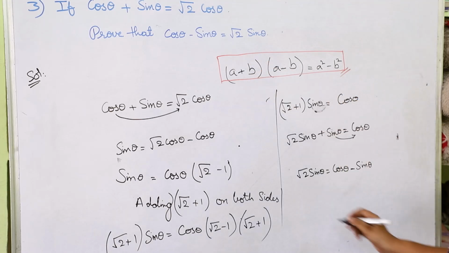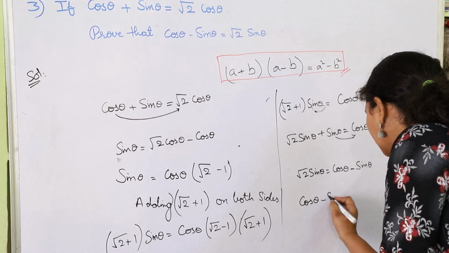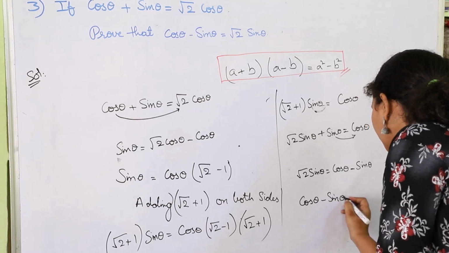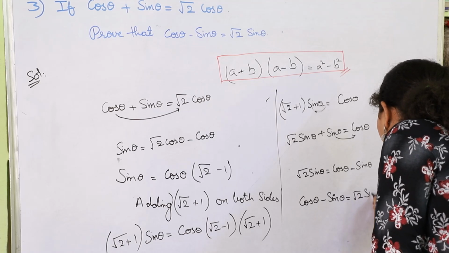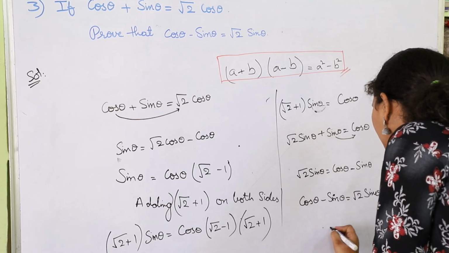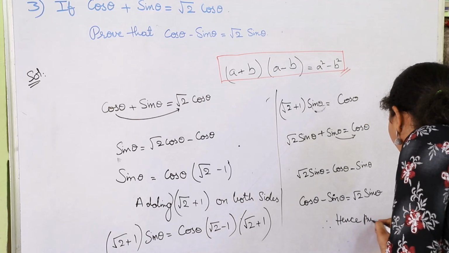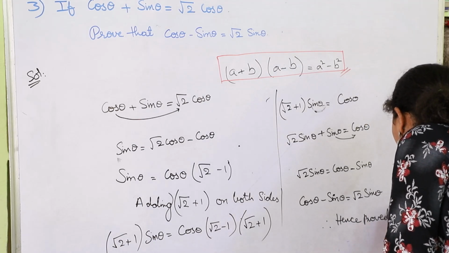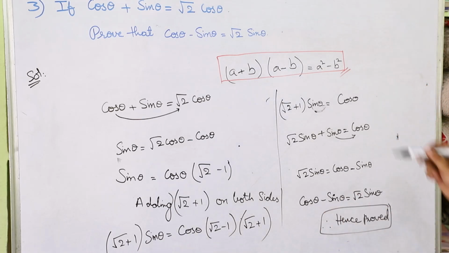They are asked to prove this, right? So you write cos theta minus sin theta equals root 2 sin theta. We have proved it, therefore hence proved. They asked to prove cos theta minus sin theta equal to root 2 sin theta, so that's what we have proved.